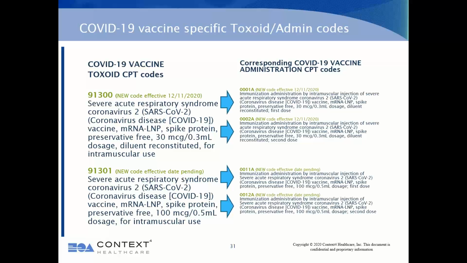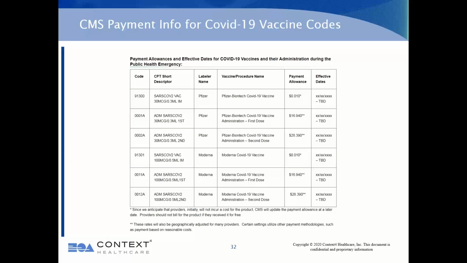And then perhaps in 2 weeks' time, when Moderna comes out, we're going to be seeing 91301 and 0011A. And then there's going to be a 3 to 4 week period where these patients will have to come back to get their second dose of the same vaccine. So then, if it's Pfizer, we're going to see 91300 and 0002A. And if it's the Moderna second dose, we're going to see 91301 and 0012A. I hope that helps. And then if we go to slide 32.